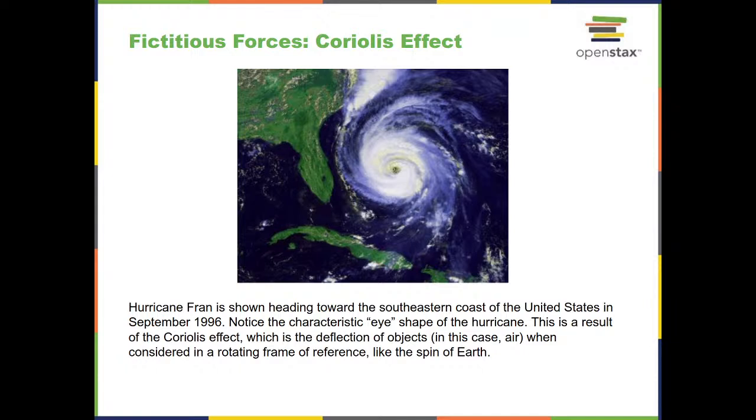So it looks like there's a force working on objects when they move towards the north that causes them to accelerate towards the east or to the west, and if they move towards the south, that causes them to accelerate in the opposite direction. So that's a fictitious force that only occurs because the Earth as a rotating reference frame is not an inertial reference frame.